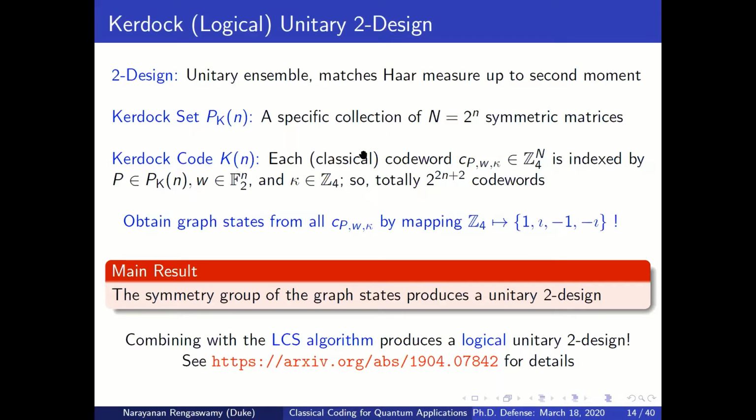So a Kerdock set is a specific collection of binary symmetric matrices. I won't get into the details here. And then you can define a Kerdock code that is specified by 3 things. So every code word in the code can be indexed using 3 things. One is a symmetric matrix from this Kerdock set, and then any binary vector w, and then any scalar from the ring of integers mod 4. So Z4 is just 0, 1, 2, 3.